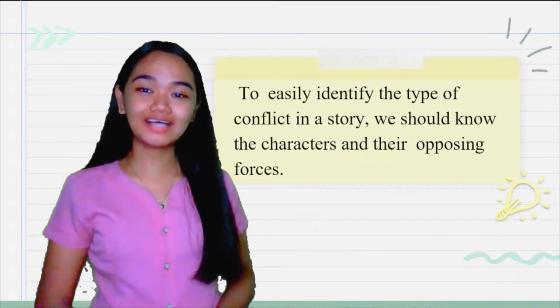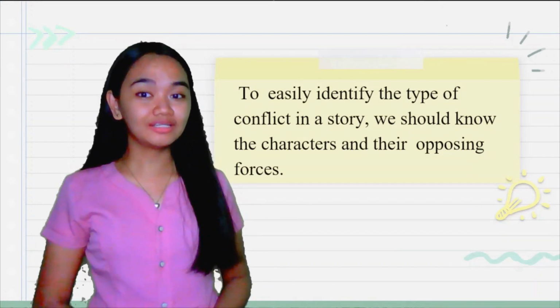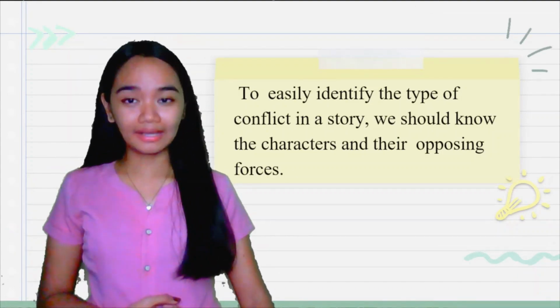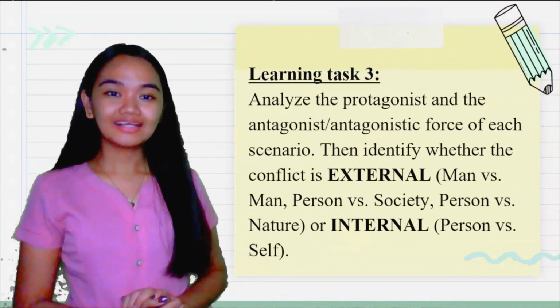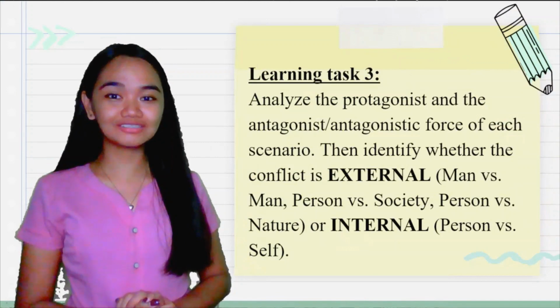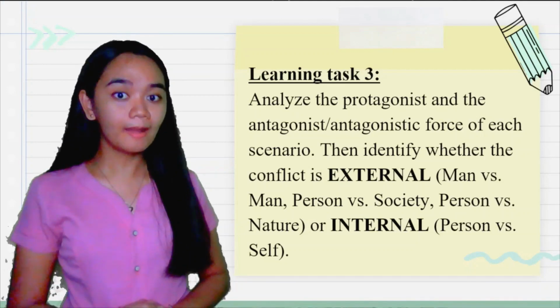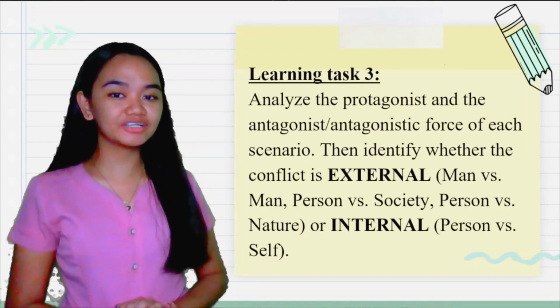Excellent job! I knew you were a fast learner. In addition, to easily identify the types of conflict in a story, we should know the character and their opposing forces. We need to know the protagonist and the antagonist in order to identify what type of conflict it is. So, let's try. In this activity, analyze the protagonist and the antagonist or the antagonistic force of each scenario, then identify whether the conflict is external, man versus man, person versus society, person versus nature, or internal, person versus self.